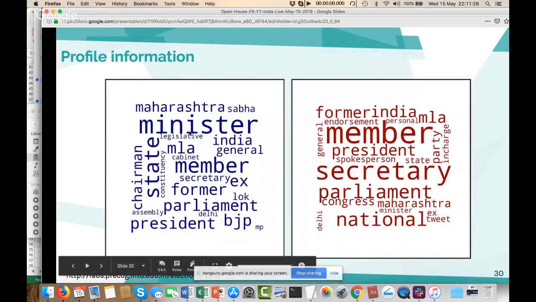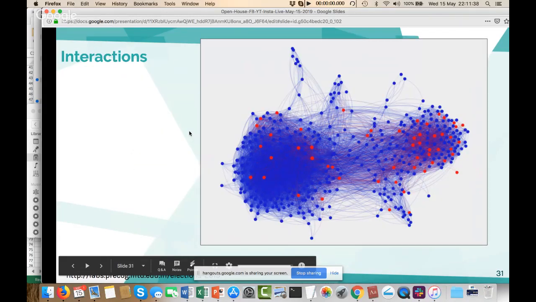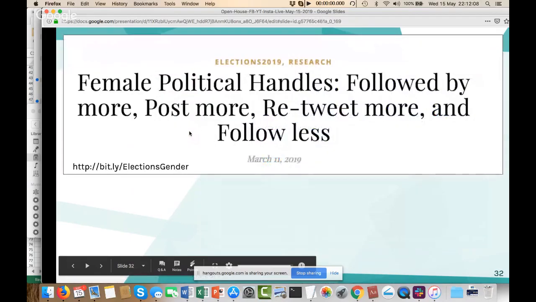So this is profile information, with male on the left and female on the right, showing what they write in their bio. We'll look at interactions more later, and our website has all the network graphs that we have drawn to show how the interactions are between the handles. Here, every blue node is a male and every red node is a female, and the interactions follow a pattern.